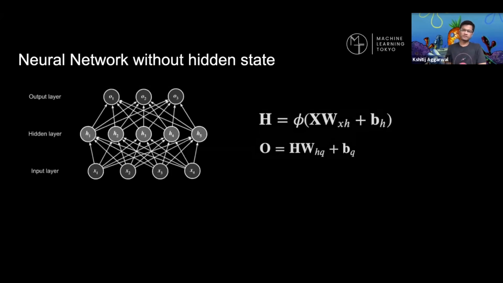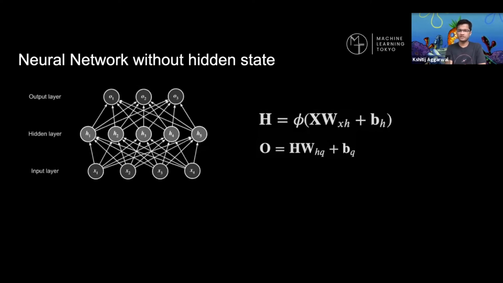So now that we have a framework, let's think about how we will do it in the case of a neural network. But let's begin with a neural network without any hidden state. This is just the multi-layer perceptron, which we talked about in the first session. So we have some inputs, we have a hidden layer, and then we have an output. So there are some input nodes, hidden nodes, and then output nodes.